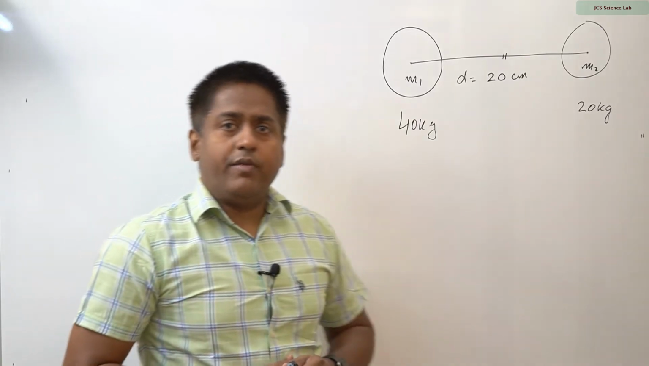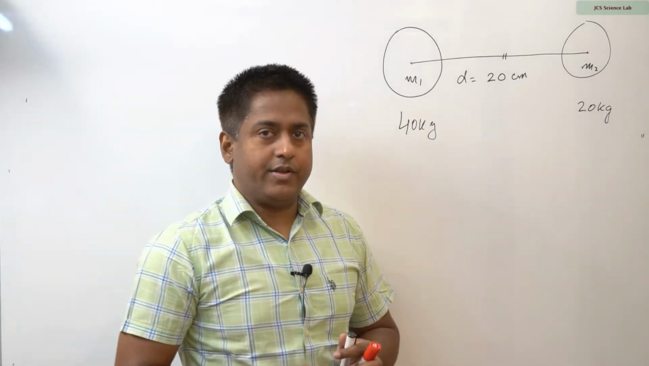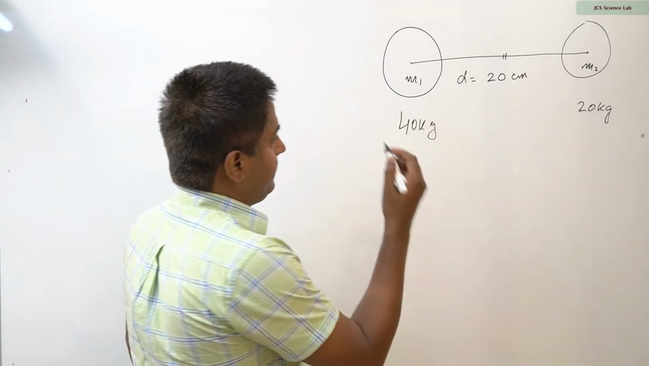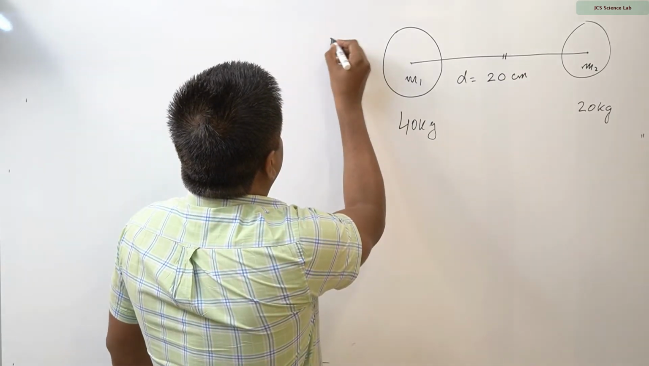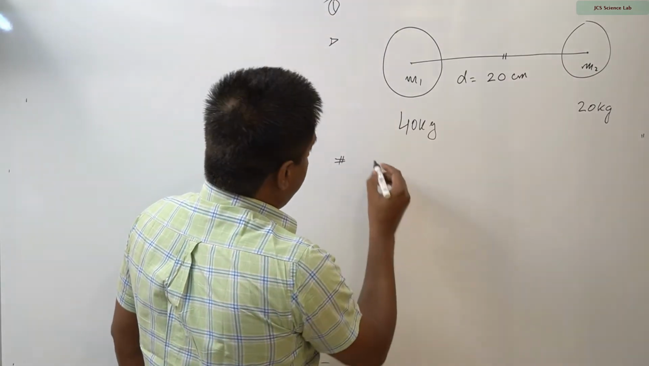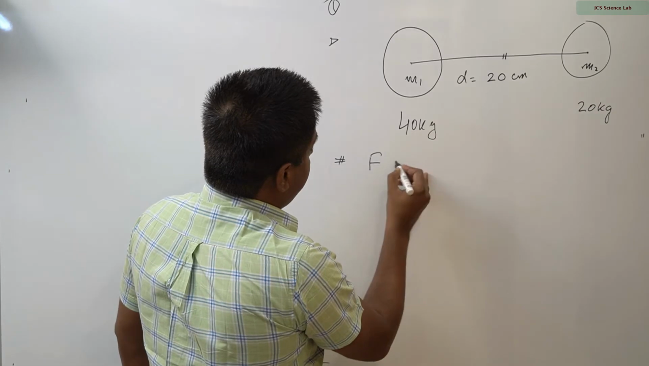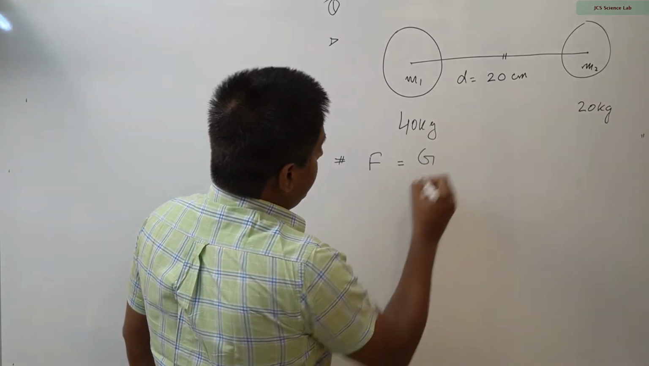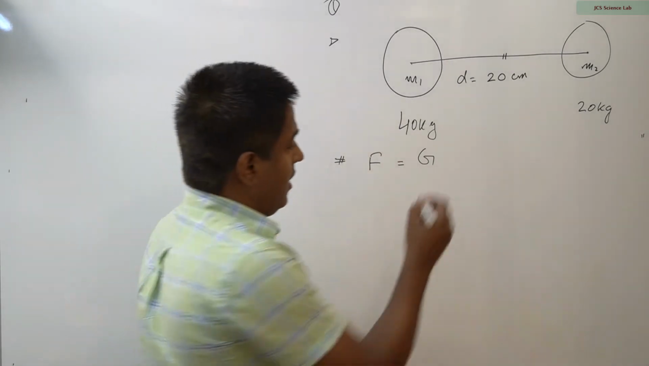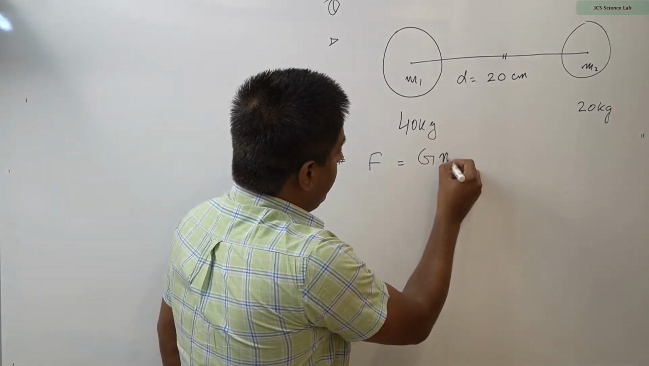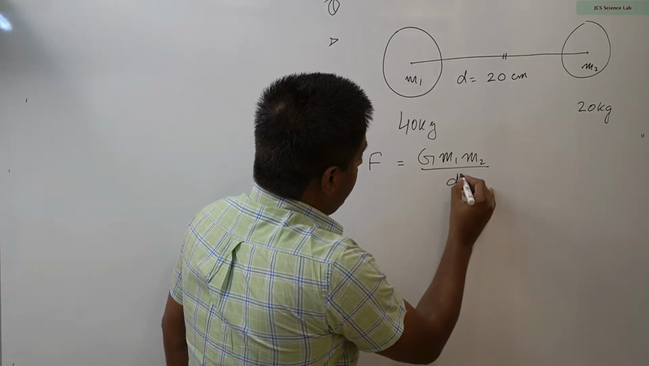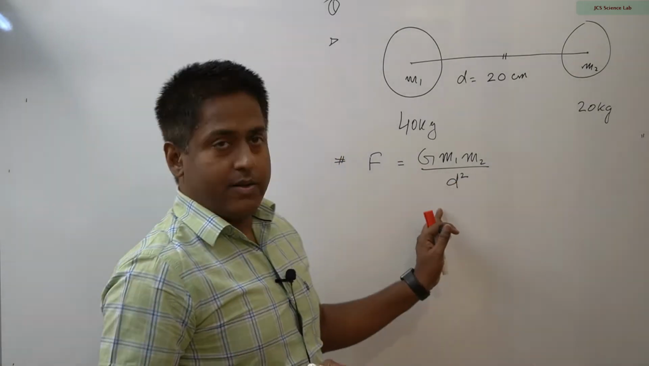So according to the universal law of gravitation, the force between them is given by, this is question 1, answer: the force between these two objects will be given by capital G, the universal gravitational constant, times M1, M2 over d square. Very simple, right?